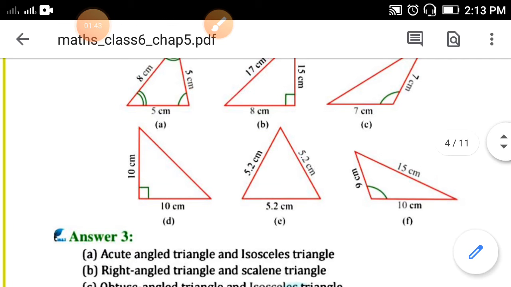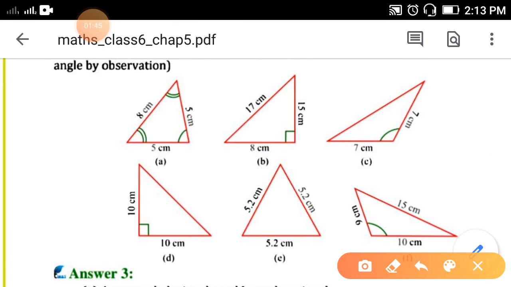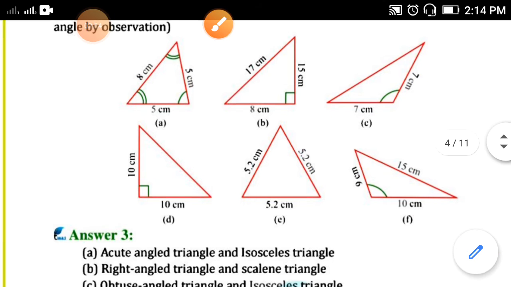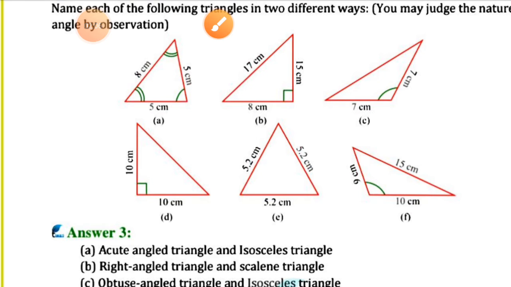And you can see here all these three angles are less than 90 degrees, because if an angle is 90 degrees then the angle will be like this, and more than 90 degrees then the angle will be like this. So here it is less than 90 degrees. So it is an acute angle triangle and an isosceles triangle.